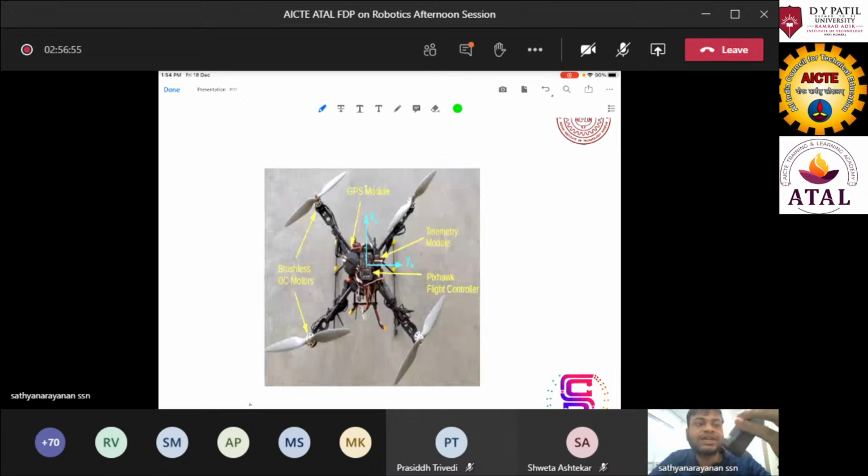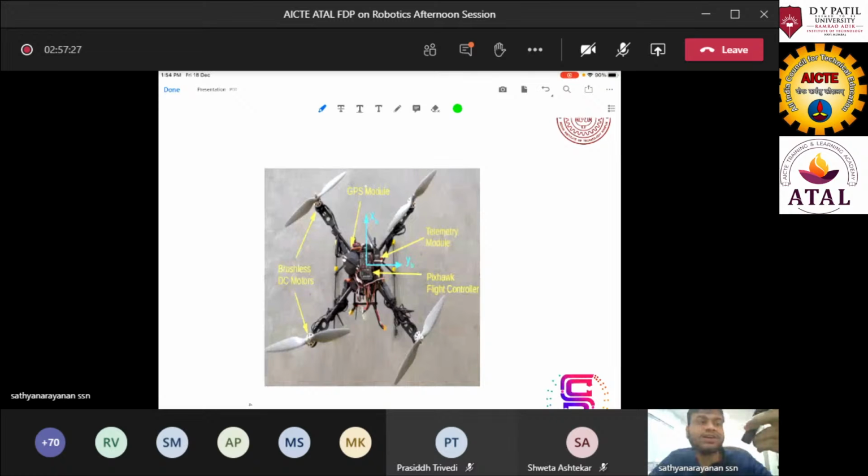Pixhawk consists of a 32-bit ARM Cortex processor, and it has various sensors like the IMU: an accelerometer for measuring the rates, a gyroscope for measuring the orientation, a barometer to measure the height, and a magnetometer to see the heading. So such things are already embedded in it.